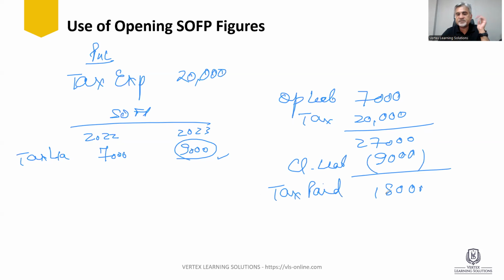Okay, tax paid. This is what goes to cash flow. This does not go to cash flow because this is not cash. This is cash, cash paid for the tax expense.